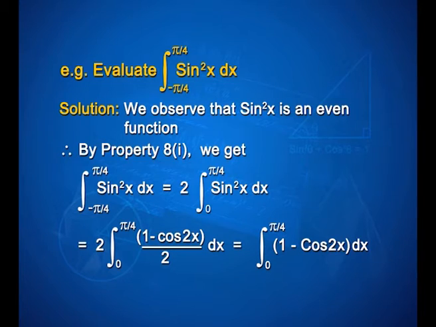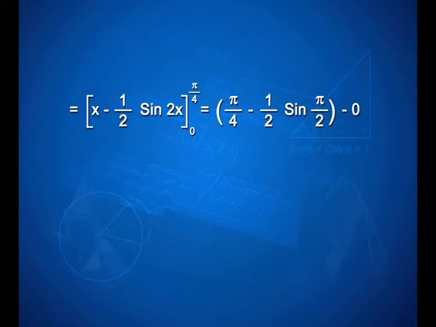to pi by 4 1 minus cos 2x into dx, that is equal to x minus 1 upon 2 sin 2x with limits 0 and pi by 4, that is equal to pi upon 4 minus 1 upon 2 sin pi upon 2 minus 0. On simplification, we get pi upon 4 minus 1 upon 2.